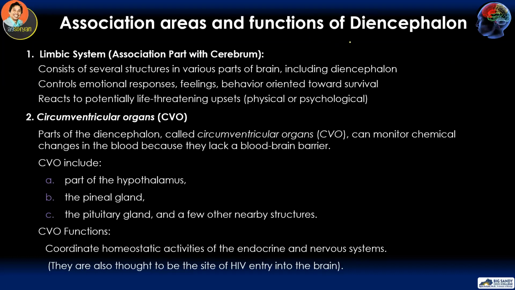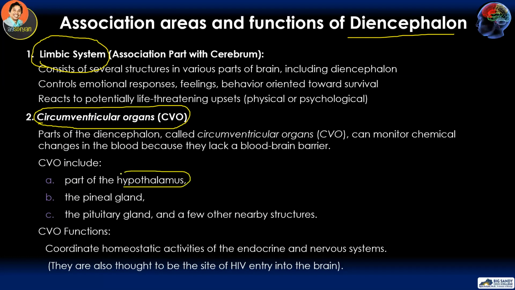Okay. And the association area of the diencephalon, we already mentioned the limbic system. This is associated with the cerebrum. And then there is another area called the CVO, circumventricular organs, that consists of the hypothalamus, the pineal gland, and the pituitary gland.